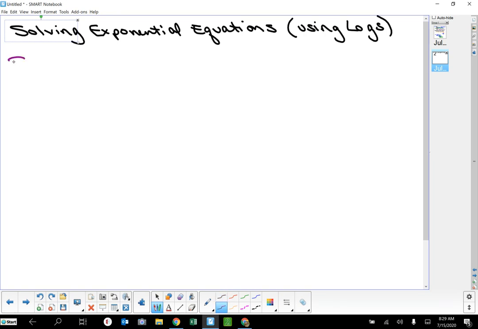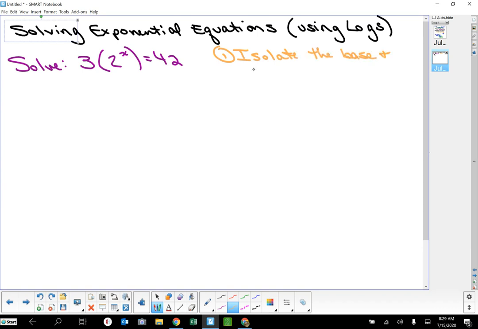If you see solve 3 times 2 to the x equals 42, the first thing that you want to do is isolate the base and the exponent, get them all by themselves on one side of the equation. We have a coefficient of 3 on here, so I'm going to divide both sides by 3 to make that happen. That leaves me 2 to the x, and 42 divided by 3 is 14.